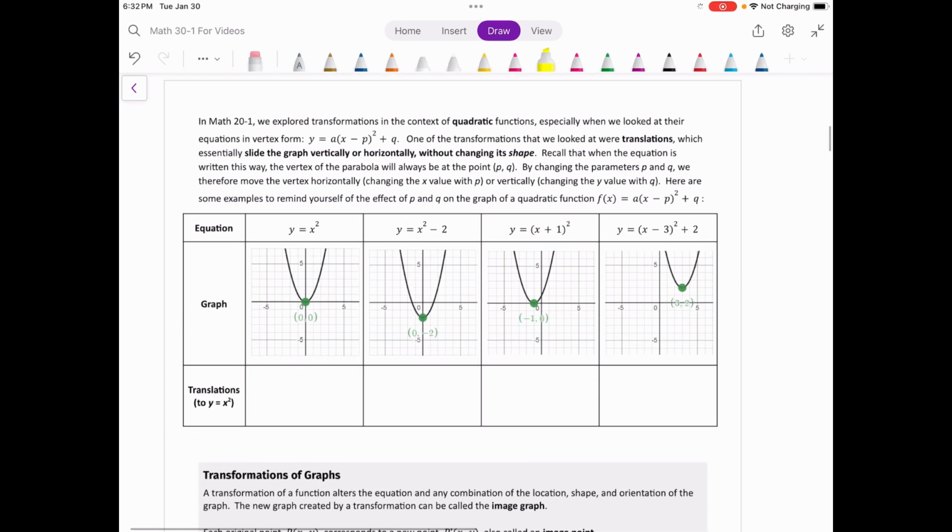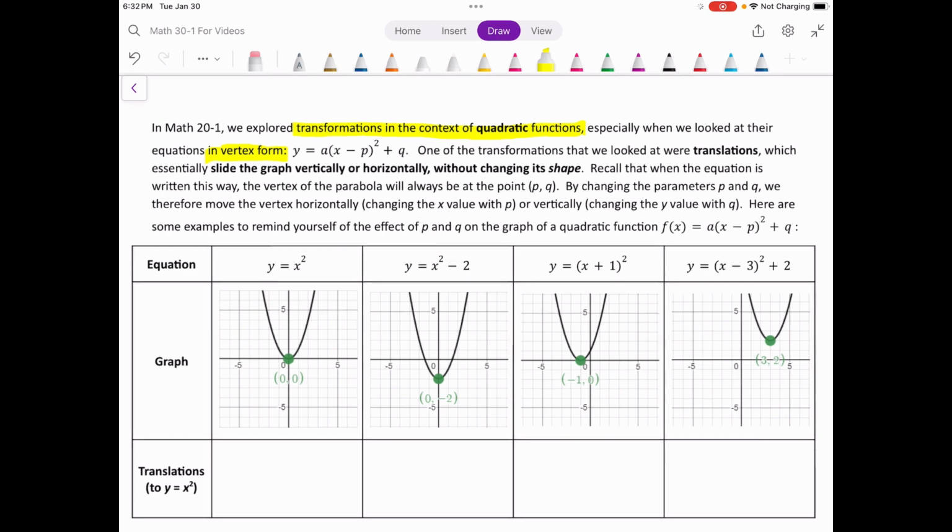Like I said, in Math 20-1, we explored transformations mostly in the context of quadratic functions, especially when we looked at their equations, you might recall, in vertex form. That was this one. y equals a times (x minus p) squared plus q. Okay, does that ring any bells from Math 20?